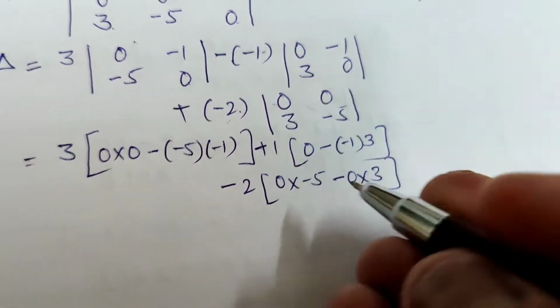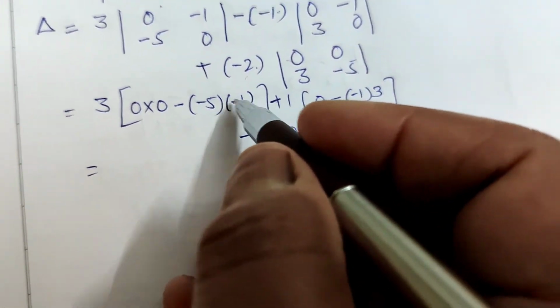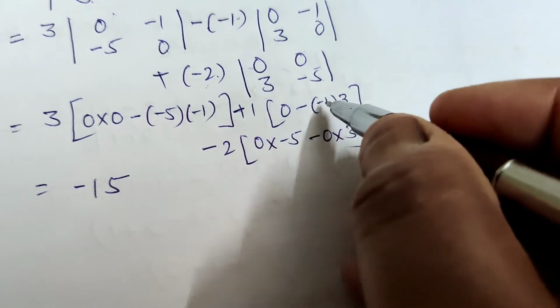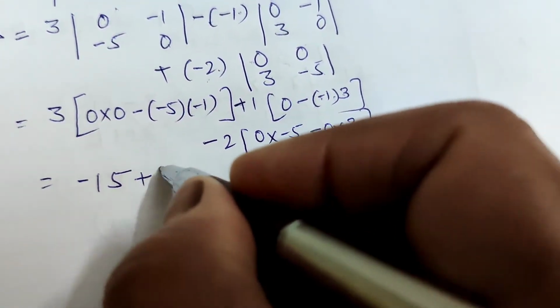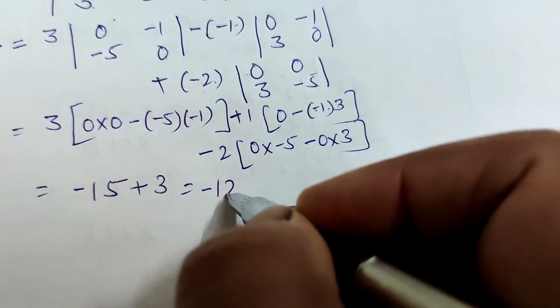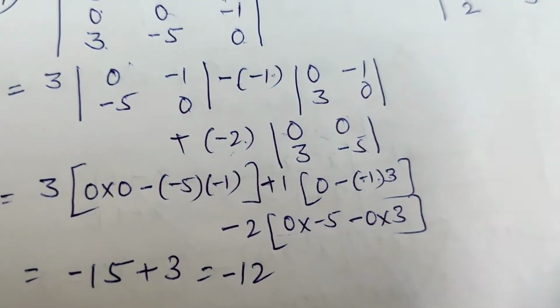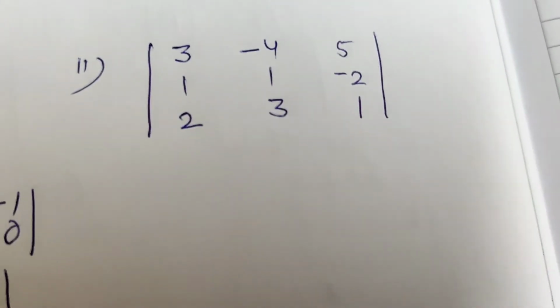0 into 0, 0. It is equal to minus 15. It is equal to minus plus 3. The answer is minus 12. This is equal to 0. The answer is minus 12. And the same for the second one.